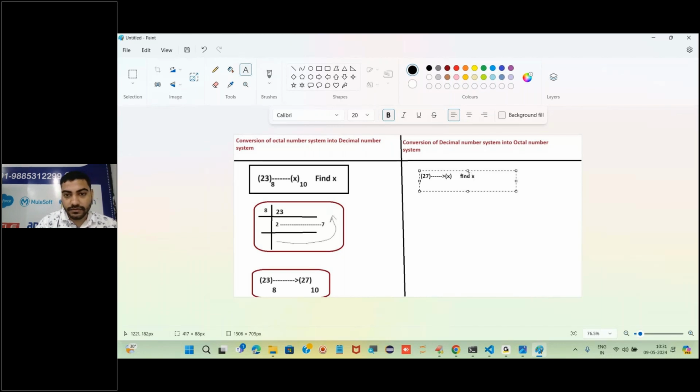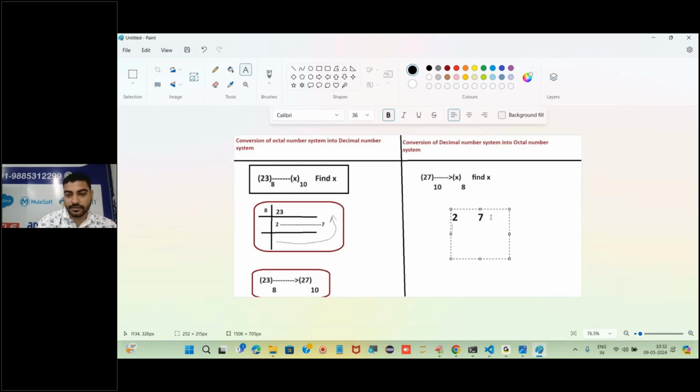Here I will give, this is what number system? 10. Okay. And in what number system do we want? 8. So I'll make it large. Visible? Fine. Now what you have to do, how many numbers do we have now? 2 and 7. Simply you make it larger and you keep it in the middle. Fine.